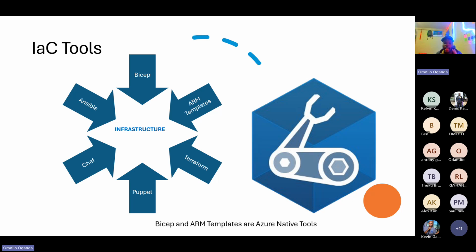These other tools can be used on other platforms. For example, Terraform is cross-platform. You can use it on AWS, you can use it on Azure, you can use it on GCP, or you can use it to manage all environments across. So we're going to focus on ARM templates and Bicep.